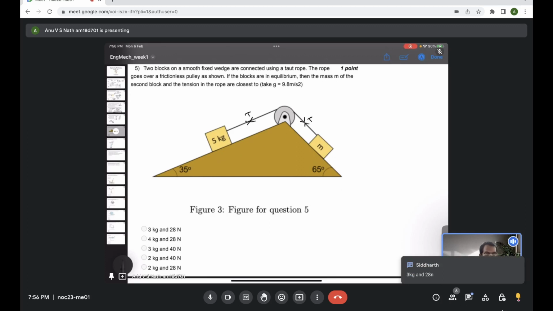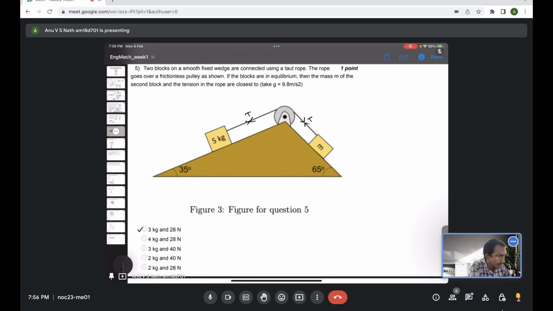Okay, so we have an option 3 kg 28 Newton. So we will see. Okay, one more. Yeah, again 3 kg 28 Newton. So I hope it is pretty straightforward. Everyone able to do it. So let me start explaining.